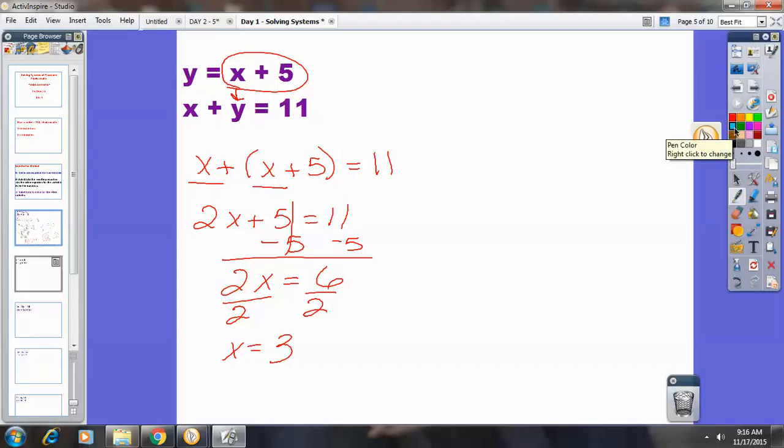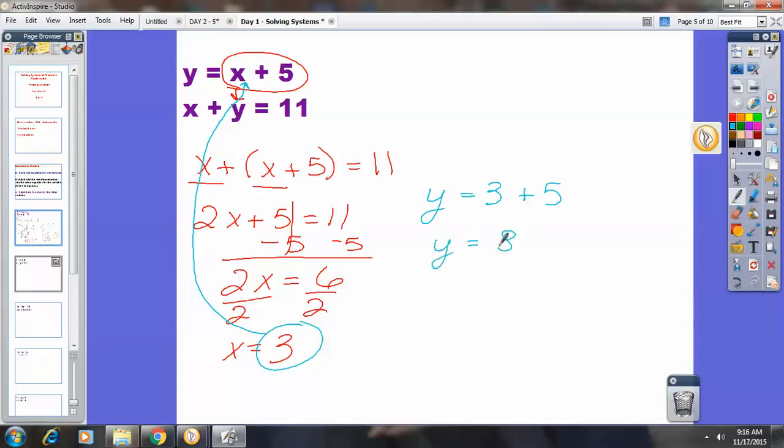Now we're going to take our answer of 3 and substitute it back up into one of the equations. It does not matter which equation you pick. I'm going to use the first one again. y is 8. Remember, your solution is an ordered pair. It's x, y, so 3, 8.